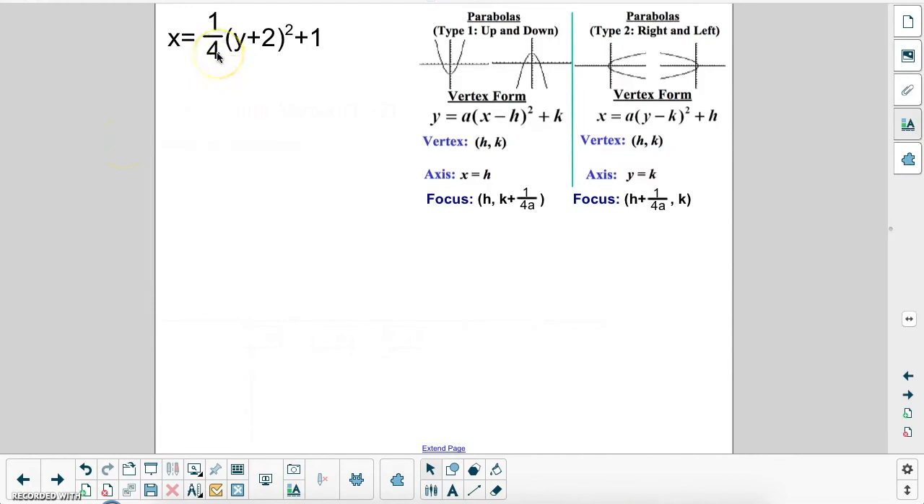For this next one, we're asked to find the direction of opening, vertex, axis of symmetry, focus, directrix, and the length of the latus rectum.